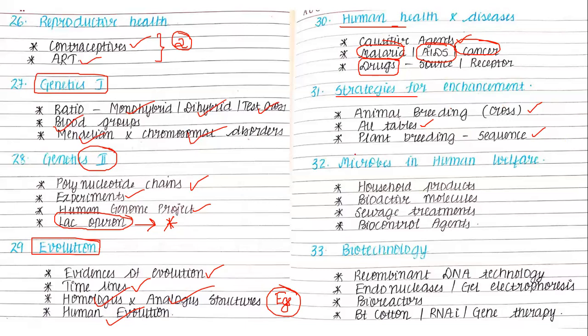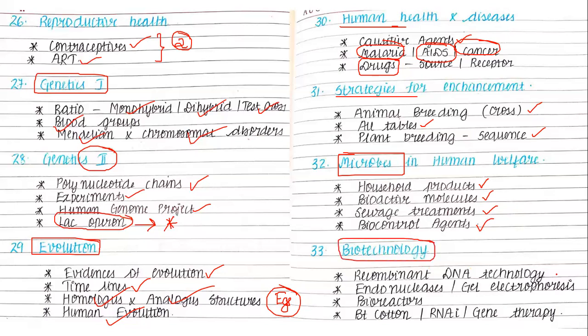That's important. Microbes in human welfare is a very small chapter. 4 topics: household products, lab bacteria, bioactive molecules like cyclosporin, statin, streptokinase. Okay, which organism? Sewage treatment, about the anaerobic sludge digester. What is happening? Is it aerobic or anaerobic? Biocontrol agents, baculoviruses, nucleopolyhedrovirus, everything important.